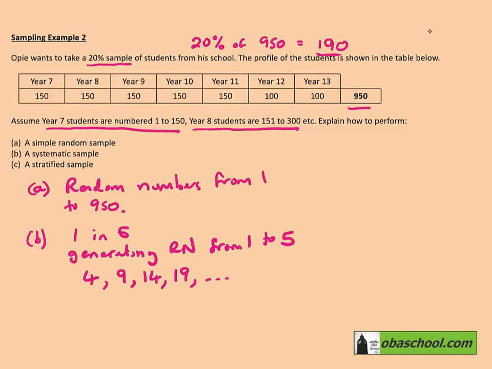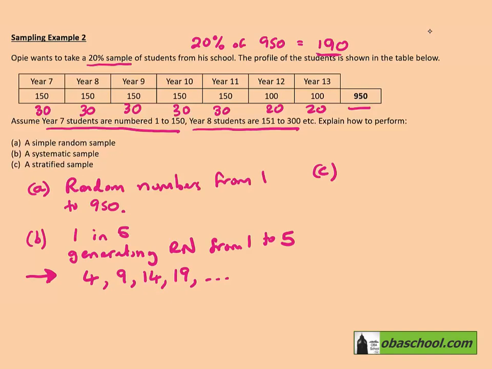Now finally in C, a stratified sample, we want to make sure that we get a proportionate number. Just by the way, with the sort of sampling list we've got here, the systematic sample would certainly, if not be exactly proportional, be very close to it. But anyway, let's come back to the stratified sample. So we want 20% from each year group. So that would be 30 from here, 30 from here, 30 from here, 30 from here, 30 from here, 20 and 20, making up our 190.